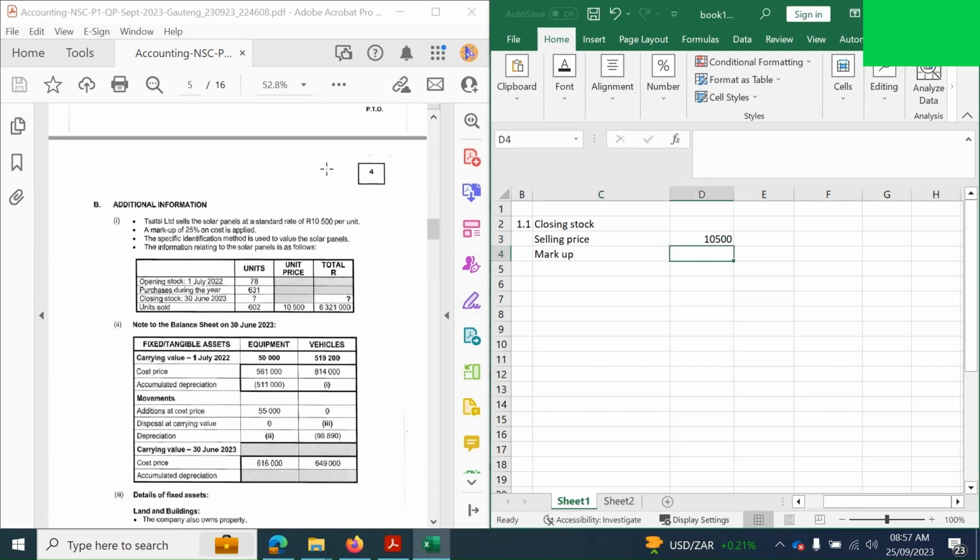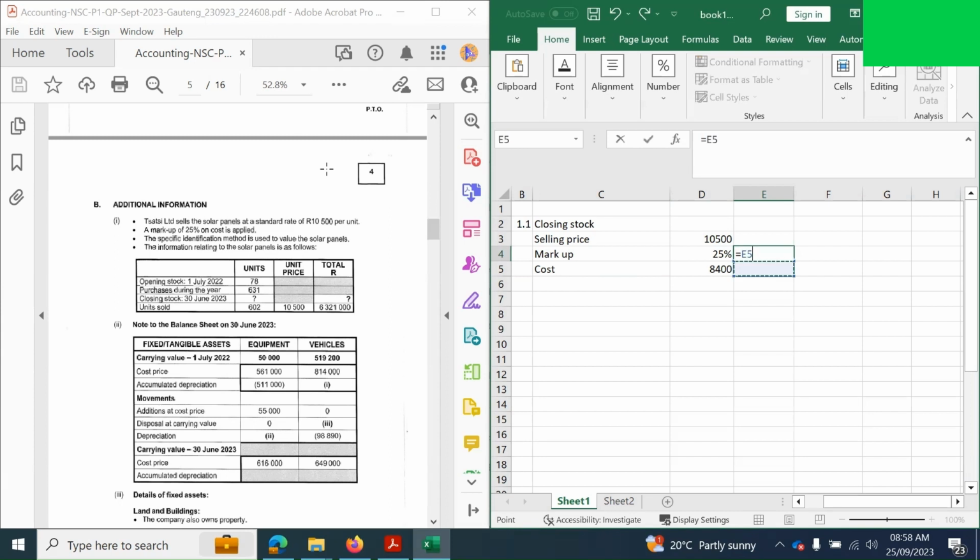So a markup of 25% on cost is applied. Okay, so if I'm applying a 25% markup, that will mean to calculate my cost price, essentially that'll be 100 of the 125, because 125 being the cost plus the 25% markup. So 8,400 is then my cost price.